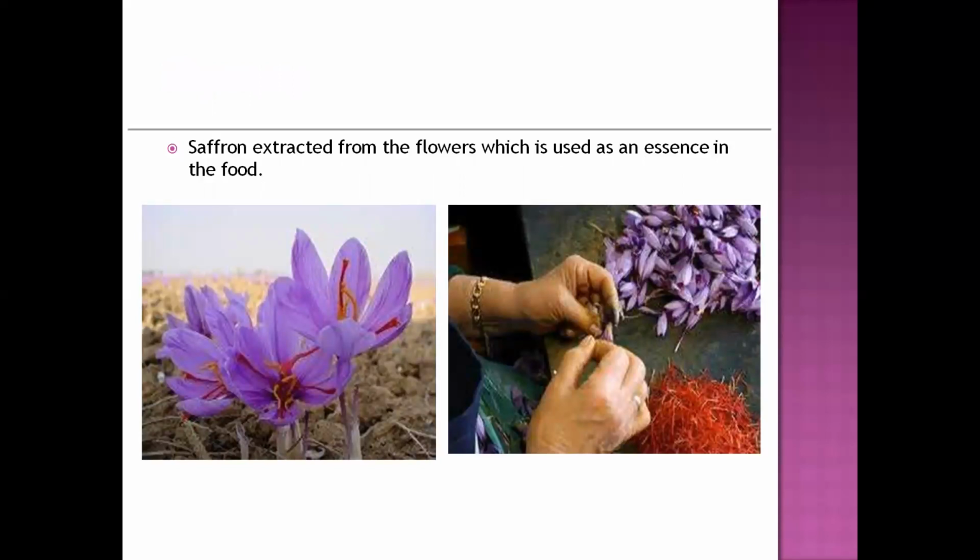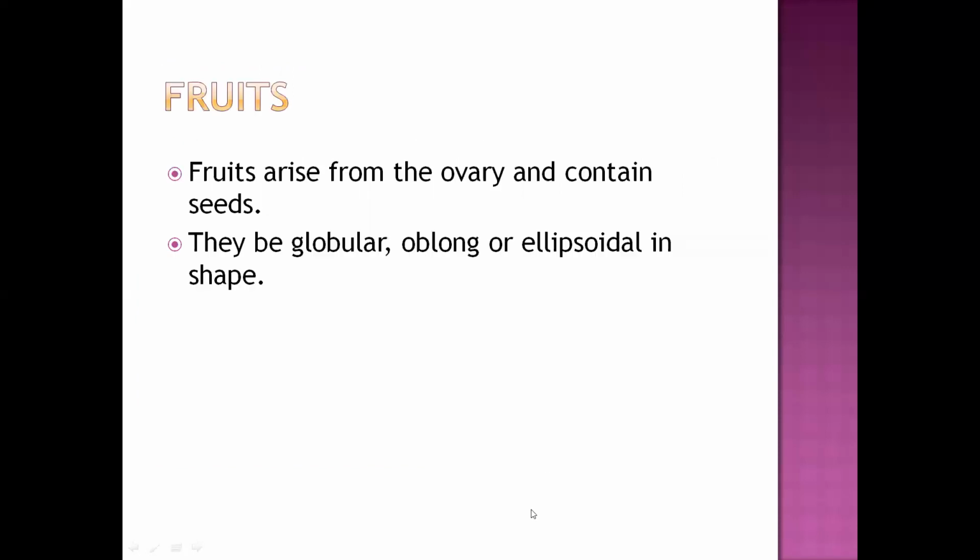And here is given the picture of a saffron flower. Saffron is collected from the flowers, and that is used as an essence in food. And the biological source of saffron is Crocus sativus.